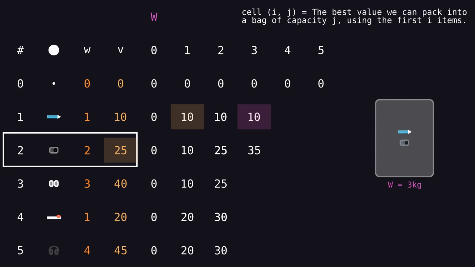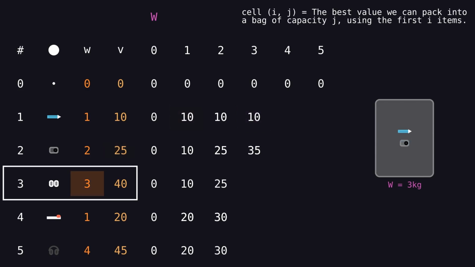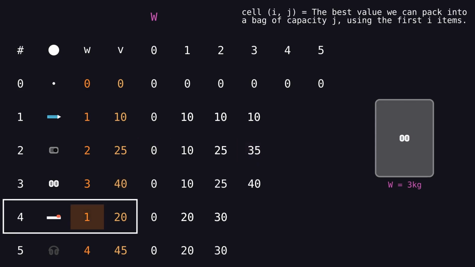Item 3 is 3 kilos. We can either skip it and keep the previous best solution of 35, or take it and combine this 3 kilo item with the best 0 kilo packed using the previous items. This is the better choice as it has value of 40. Item number 4 is 1 kilo. We can either skip it and keep the previous best solution of 40, or we can take it and combine this 1 kilo fourth item to the best 2 kilos made from the first 3 items to give a total value of 45. This is better, so we update again.